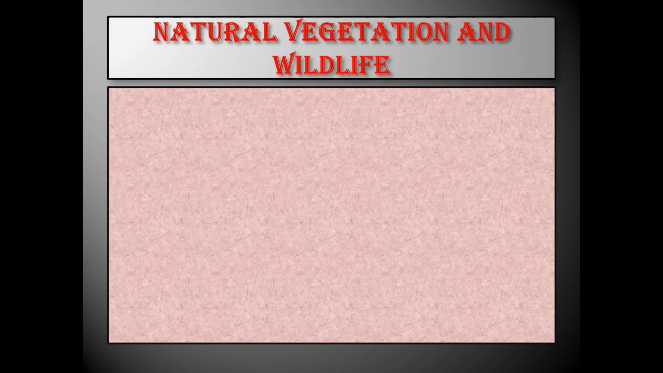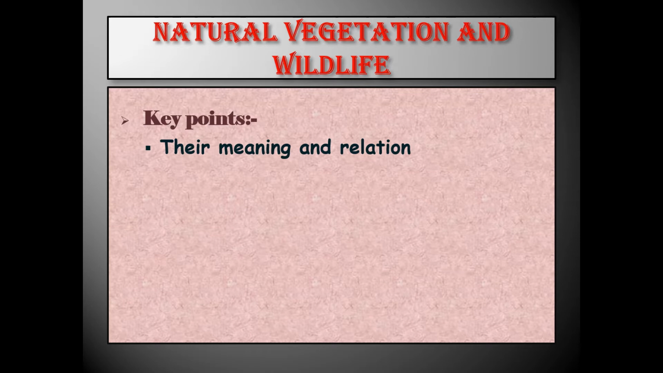So, at first, it is important to know what the key points of part 2 of the video are. The key points of this part are: in this video, we are going to learn about natural vegetation and wildlife, their meaning and relationship. Under this, we will also get to know about the terms biosphere and ecosystem. Then we will understand the importance and uses of flora and fauna.